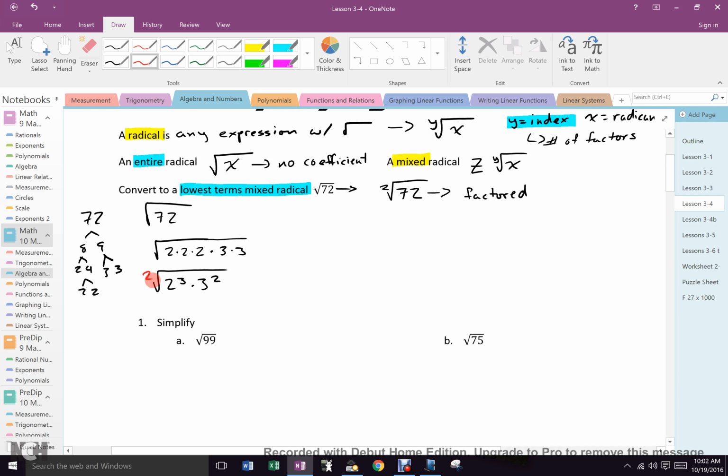It's 2, which means I'm looking for groups of 2, yes? Is there a group of 2 2s? There's 3 of them. So can I get 2 of them out? Yes. So these 2 are coming out front.